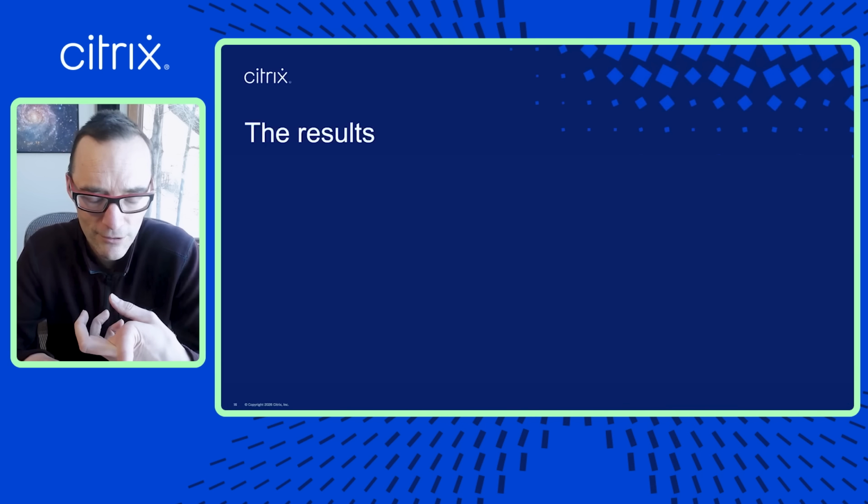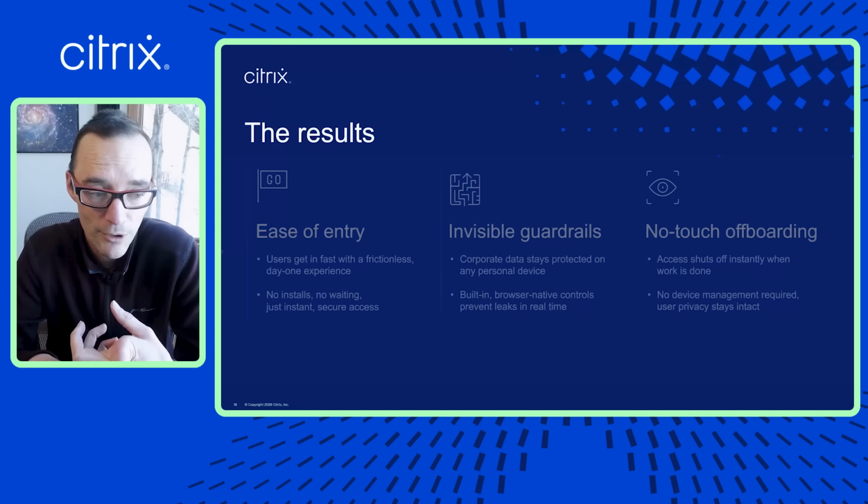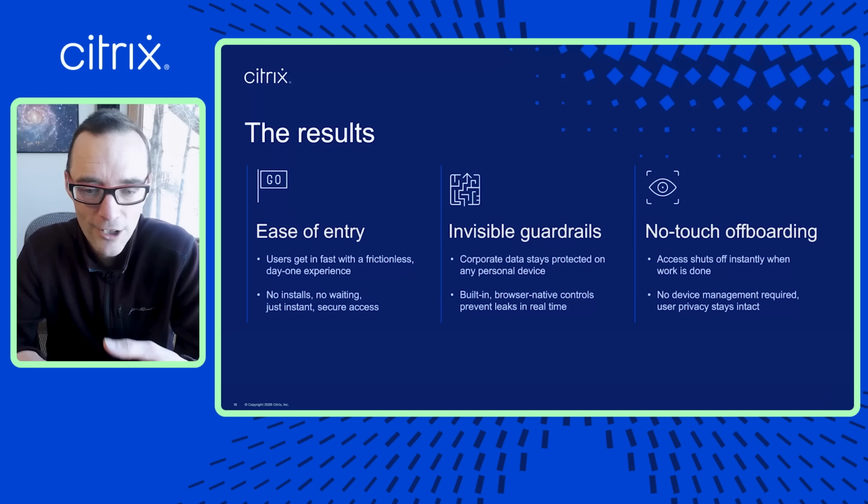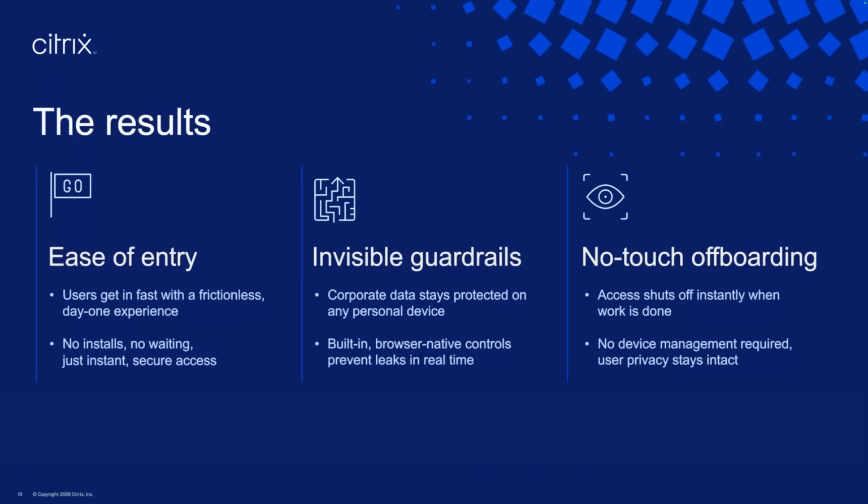Now, what we saw here was three different things. We saw first how easy it was to onboard. And there was nothing to install. You didn't have to call IT. All you had to do is log into your browser. We saw the invisible guardrails that's helping protect the data, so it doesn't get exfiltrated accidentally or even maliciously from our secured environment to our endpoint device. And then finally, we saw the no-touch offboarding.